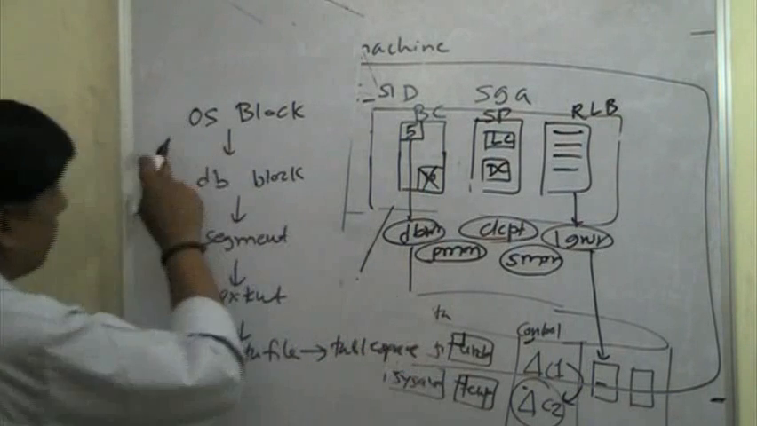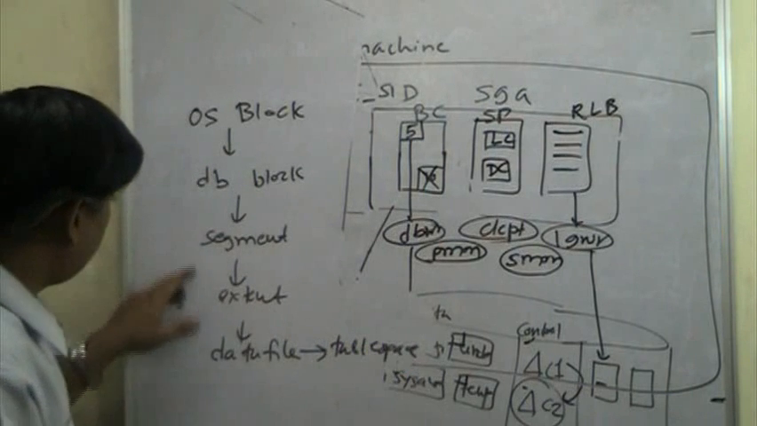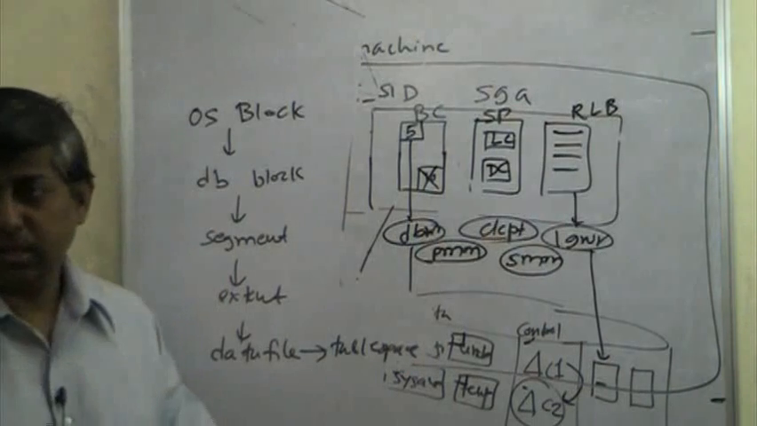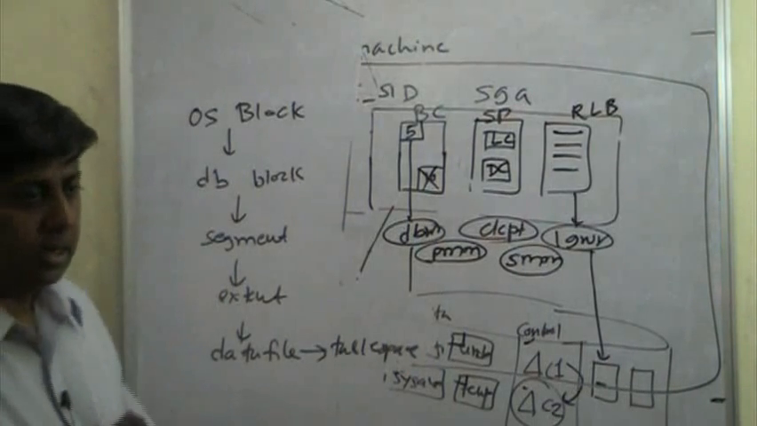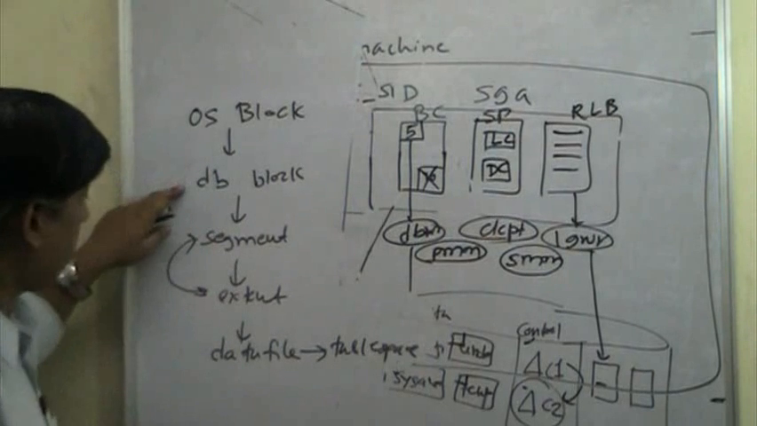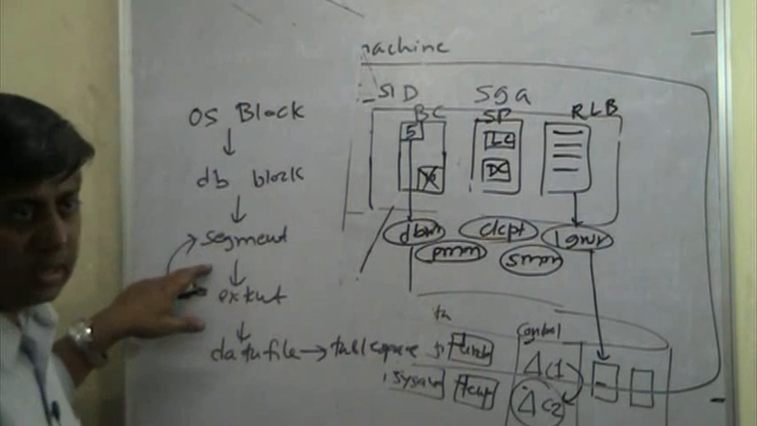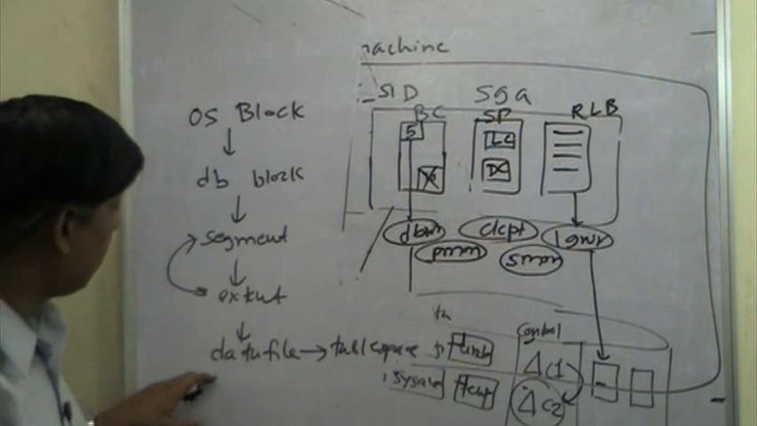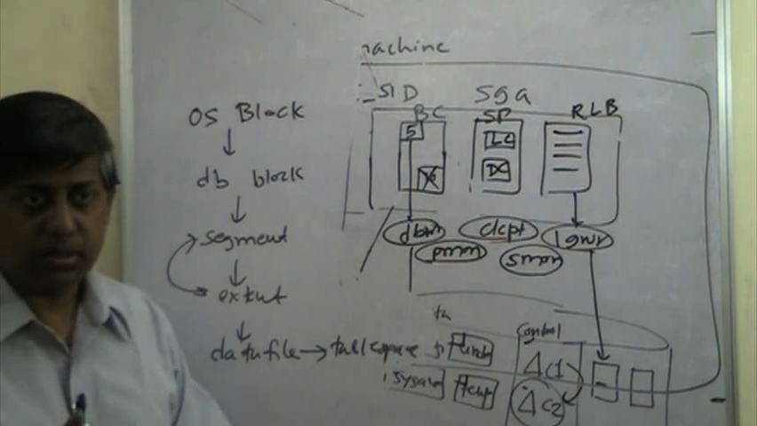So is this a correct sequence? The smallest, then a little bigger, then a little bigger, then a little bigger. Is this correct? No. This is not correct. Extent and segment are swapped. So OS block, DB block, then the extent, then the segment, then the data file, then the table space, size-wise.